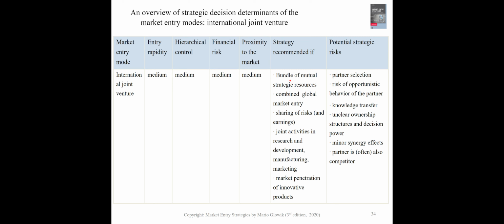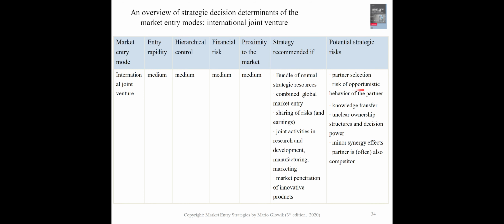The strategy is recommended in order to bundle strategically resources, in order to launch, for example, a combined global market entry with our joint venture partner. Hopefully, we can share the risk and we make use of joint activities in terms of research and development, manufacturing, marketing, which hopefully leads to a faster market penetration. For example, in case of innovative products. But partner selection is so important, the right partner selection.